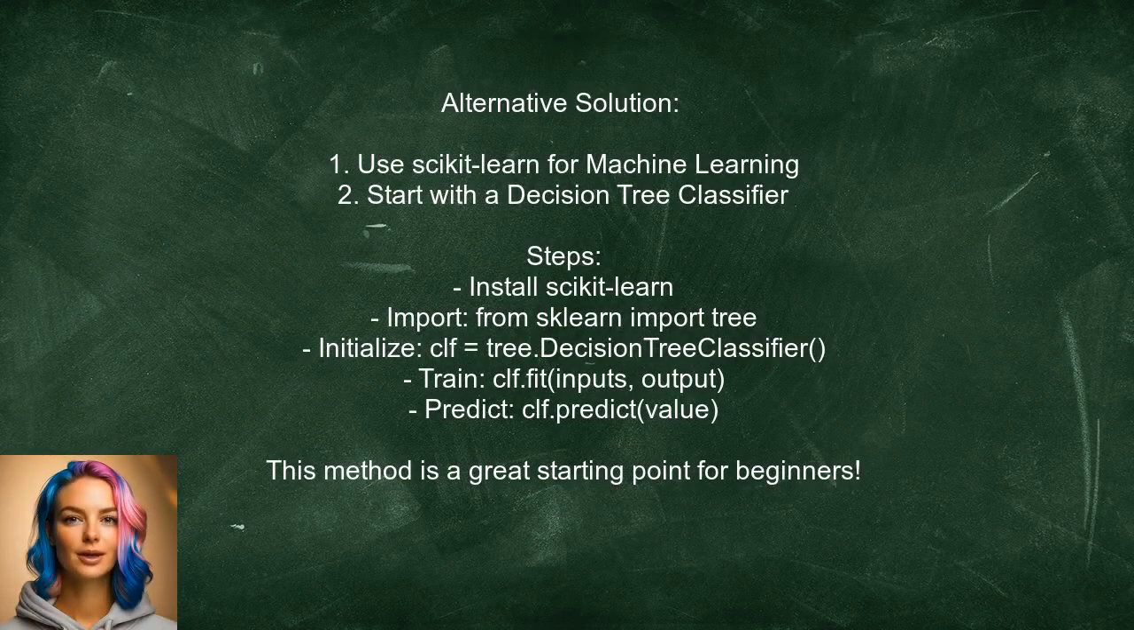One alternative approach is to use the Scikit-learn library, which is great for beginners. Start with a decision tree classifier, as it's simple and effective. First, install Scikit-learn and import it using from sklearn import tree. Then, initialize your classifier with clf equals tree.DecisionTreeClassifier. Train your model with clf.fit on the inputs and outputs and make predictions using clf.predict. This method provides fairly accurate results for straightforward relationships between inputs and outputs.